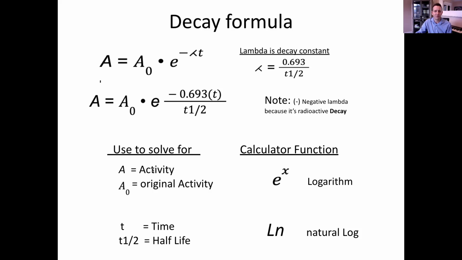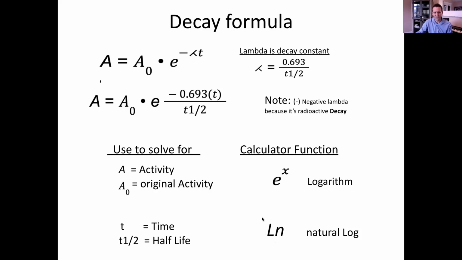If we're solving for activity or original activity, we're going to use this little e to the x on your calculator. On a scientific calculator, it's going to have this little e symbol. A lot of times it's e to the x. I've seen some that are just the e. This is our logarithm function, okay? So when we get to that part of the equation, we're going to be using that function on the calculator. If you're solving for time or for half-life, you're going to be using this natural log or ln function, which is the opposite of the logarithm. It's the natural log, okay?